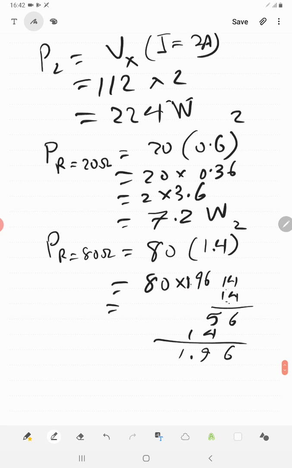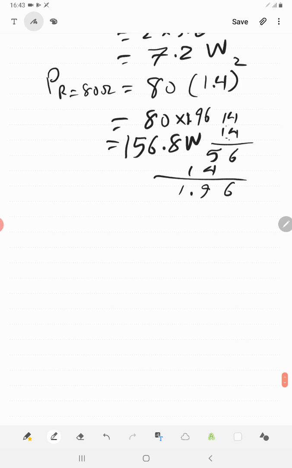You have a calculator, you calculate it. Let me do it through my telephone calculator. So 1.4 times 1.4 is 1.96, that's correct, times 80, then it is 156.8 watts. Now let's go to the circuit.